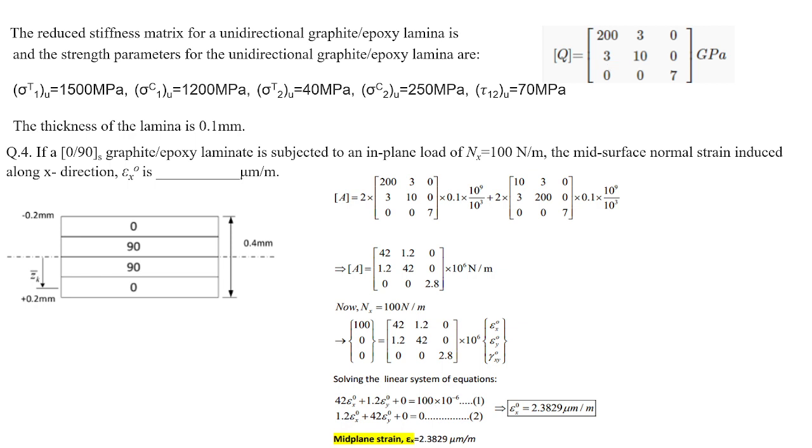And for 90 degrees, all we have to do is interchange the values of Q11 and Q22, and we will get the 90-degree lamina's Q matrix. So putting these values, the thickness is given as 0.1 mm, and there are 2 plies of 0 degree and 2 of 90 degree. So we will multiply with 2, and we have to take care of the units, and we will get the A matrix. Now it is given that Nx is 100 Newton per meter, so Ny and Nxy are equal to 0.